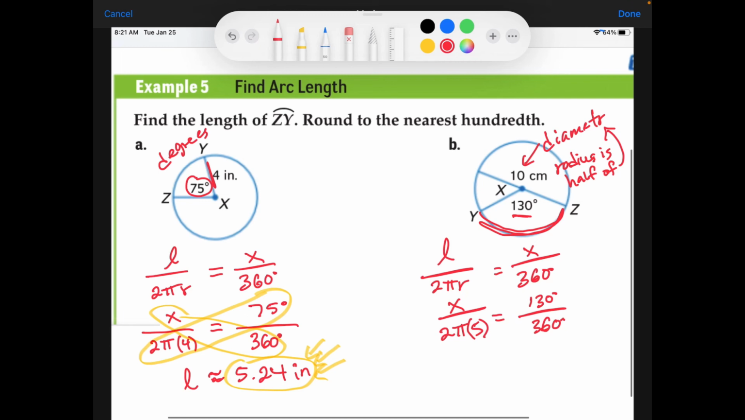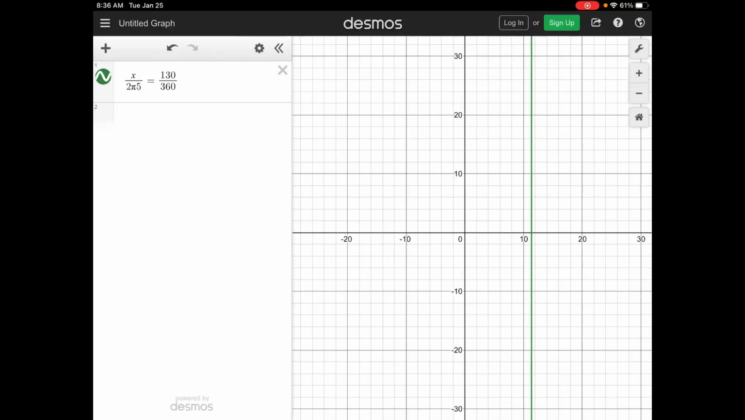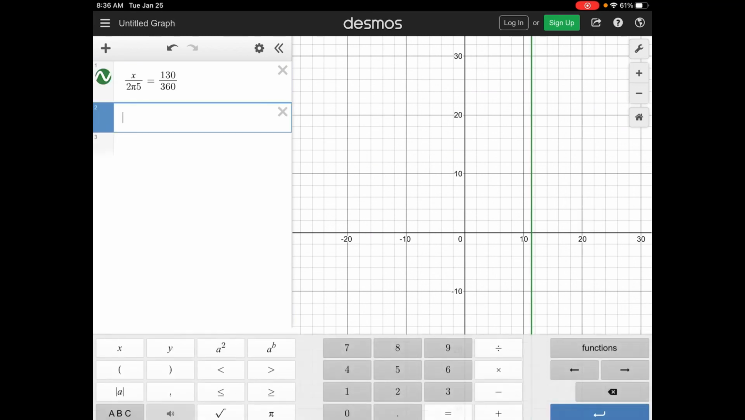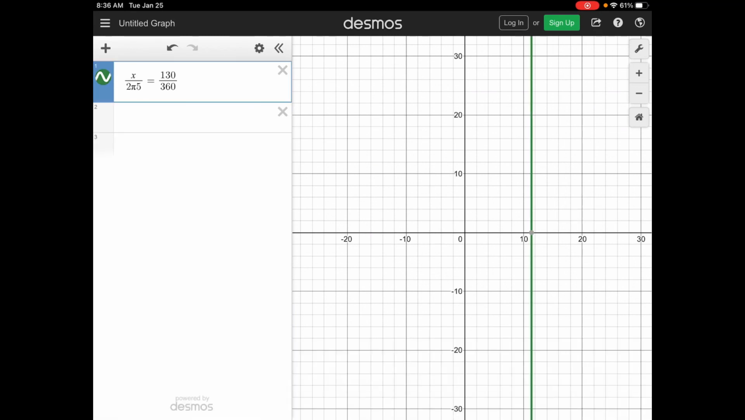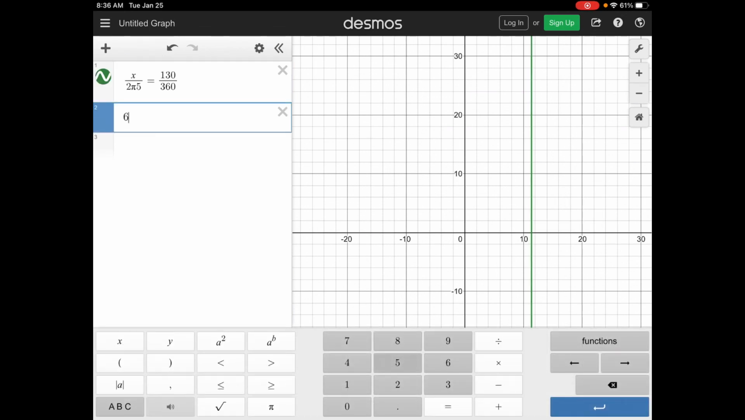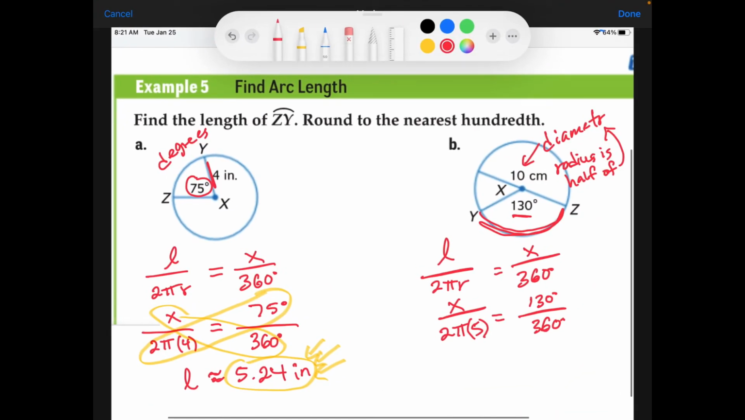All right, so let's go to Desmos and plug this in. Now that it's in Desmos, I'm going to click on the line, and the answer is 65 pi over 18. Remember, if they want it in decimal, we have to type this into Desmos to get it in decimal format. So my answer is 11.34 centimeters. There you have it.